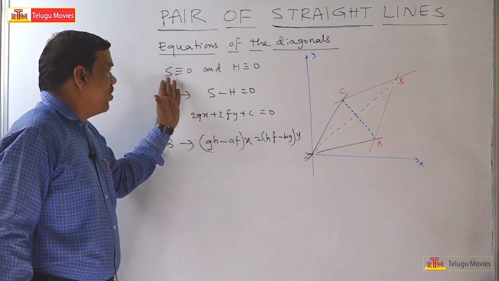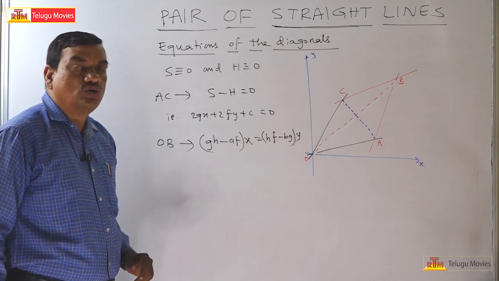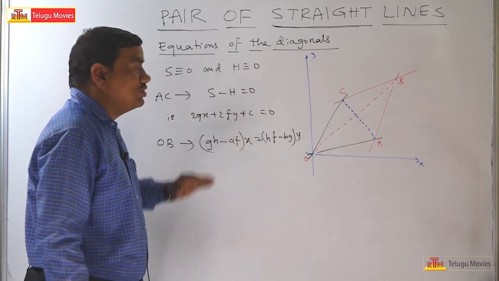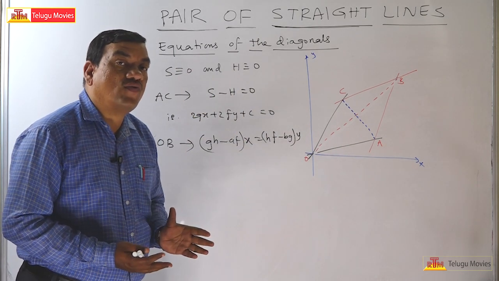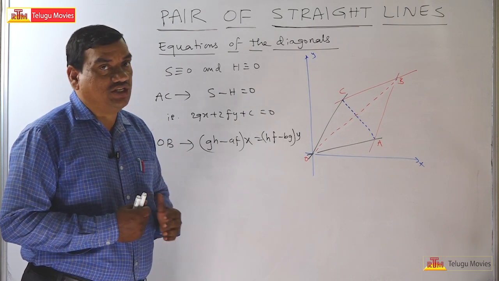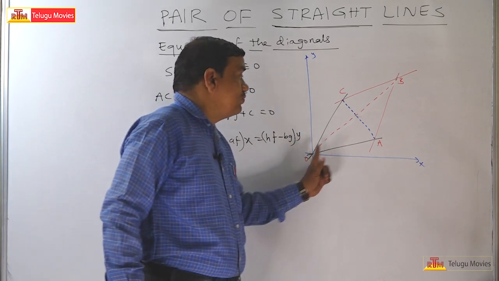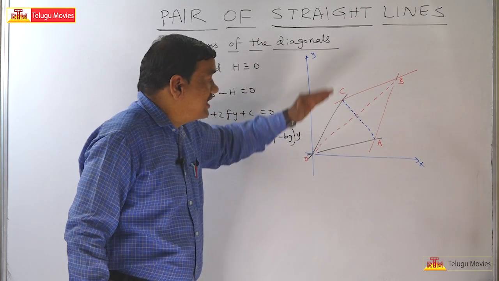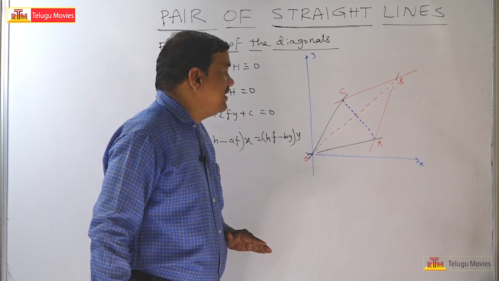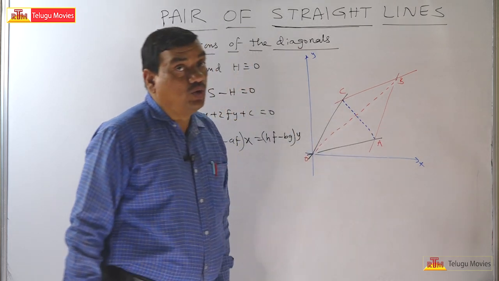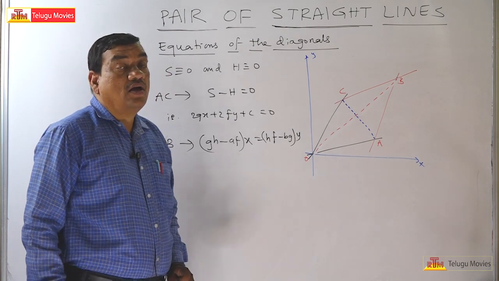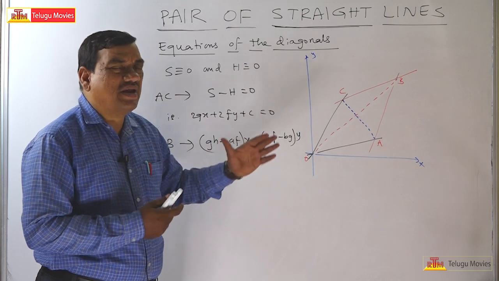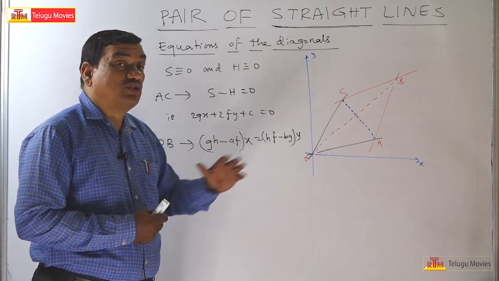Let us take the pair of lines S = 0 and H = 0. Here H = 0 and S = 0 are separate pairs of lines which are parallel to each other. That means OA is parallel to BC and AB is parallel to OC, so opposite sides are parallel. That may be a parallelogram, rectangle, rhombus, or square, whatever it may be.